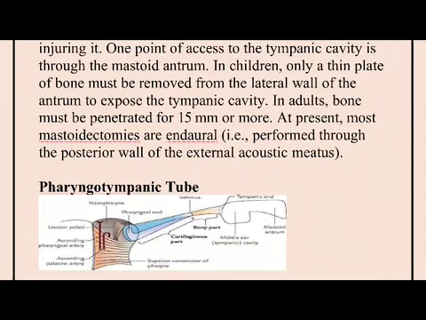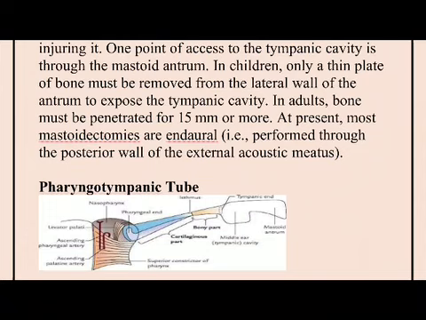Then I need to talk about the pharyngotympanic tube. The pharyngotympanic tube is illustrated right here. You can see the pharyngotympanic tube connecting the tympanic cavity to the nasopharynx, and it opens at the nasopharynx, posteriorly to the inferior nasal meatus. The posterolateral third of the tube is bony, and the remainder part of it is cartilaginous.